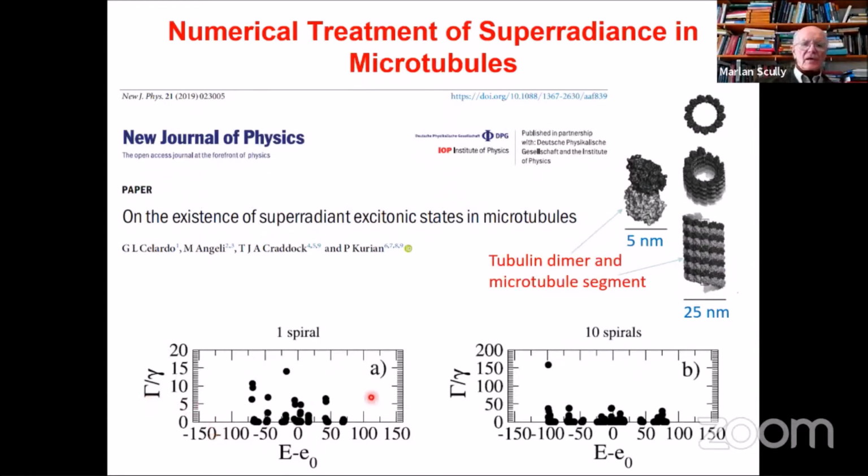So along here, think about the frequency along the x-axis. This is the frequency of the effective two-level system, and this is the decay rate in units of an atom or molecule in free space. So here we see something which is decaying hundreds of times faster than the spontaneous emission rate. Well, that's interesting, right? Going from one spiral to 10 spirals, going from one atom to many atoms.